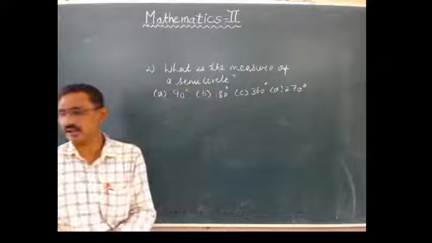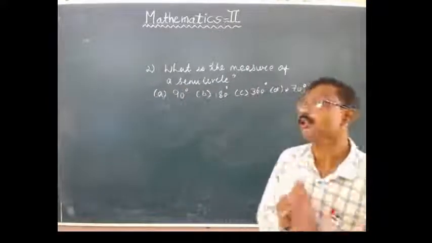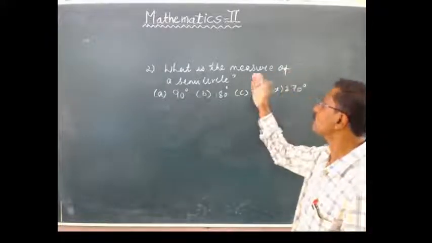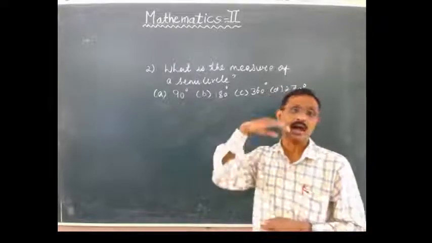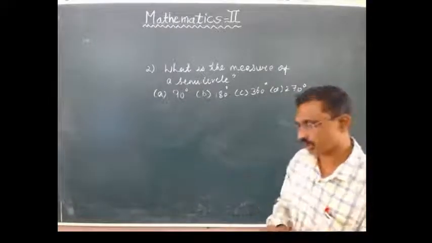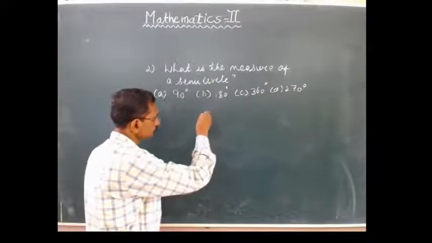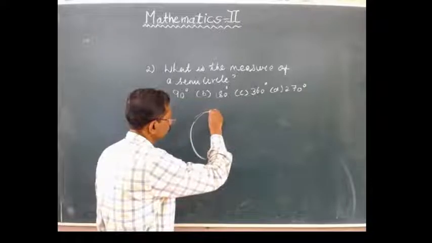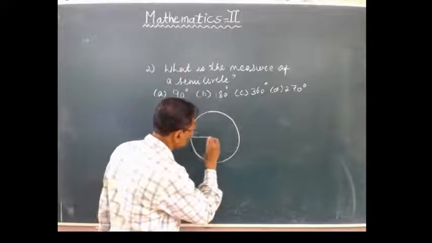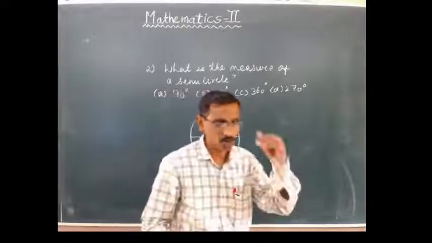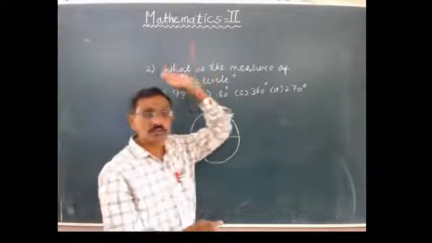As I always say, read the question when we are going to do it. What does the question tell? What is the measure of a semicircle? First we will draw a circle, and in the circle we see the semicircle. Okay, let's draw a circle. Now we have divided the circle into two parts, semicircles. What is the measure of a semicircle?